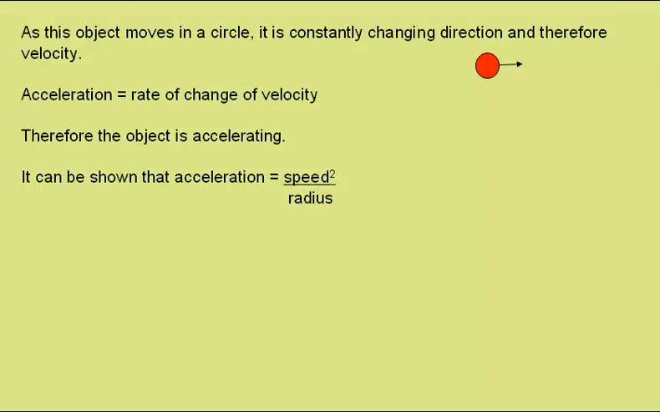It can be shown that the acceleration is equal to the speed squared divided by the radius. You're not expected to be able to show that in this course. We can write that as a is equal to v squared over r, where a is the acceleration, v the speed, and r the radius.